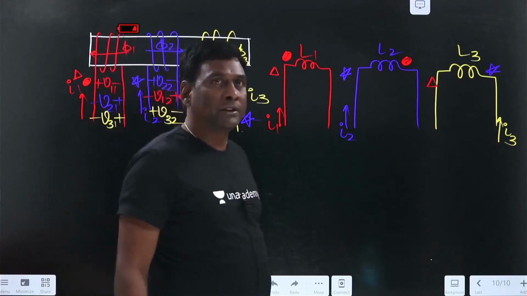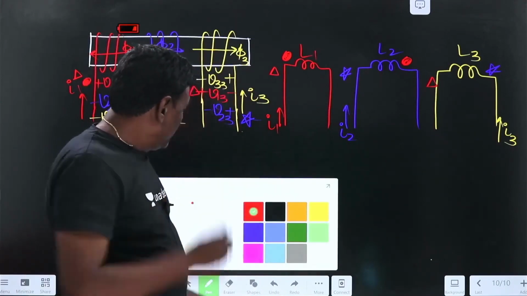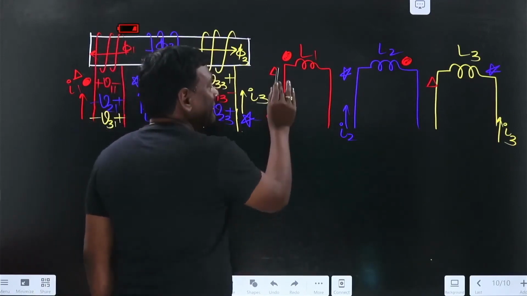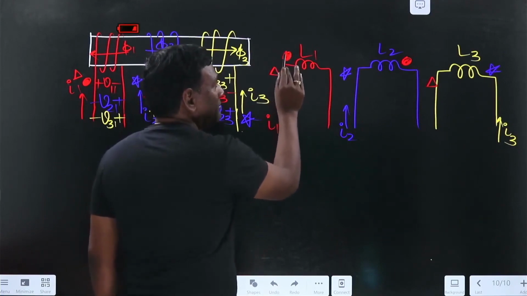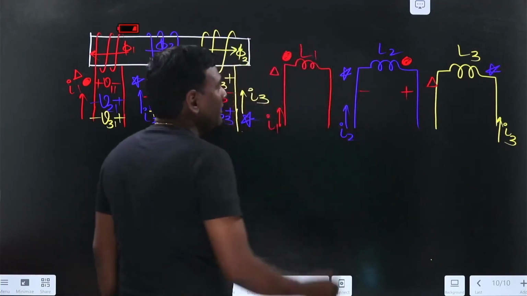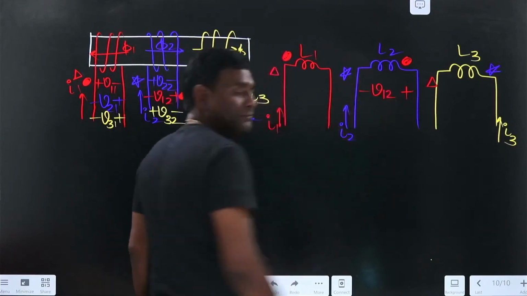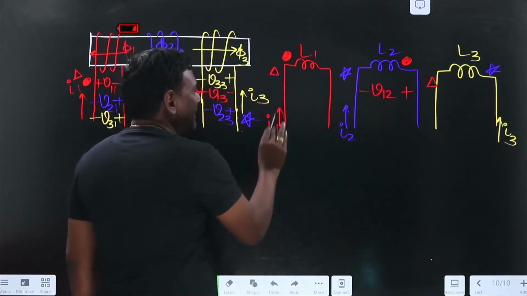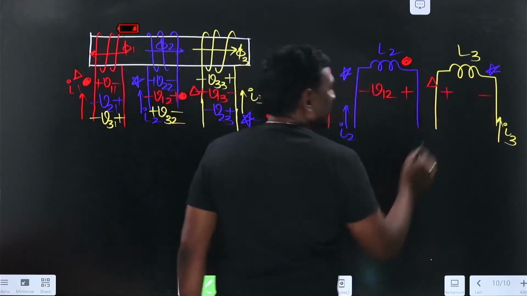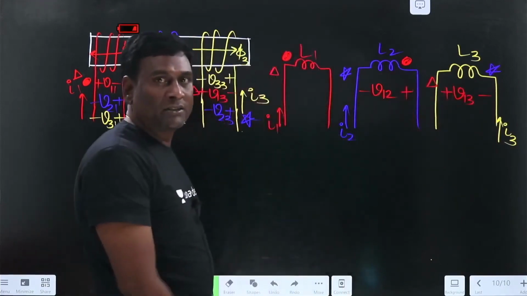Now let us see here, if my I1 is entering into dot, this dot is going to be positive. So this is going to be V because of 1 in 1. Now I1 is entering into triangle, so this triangle should be positive. So this is going to be V because of 1 in 3.